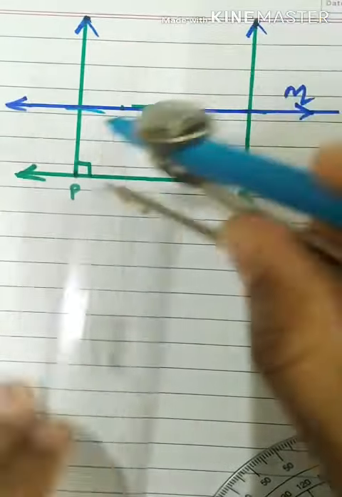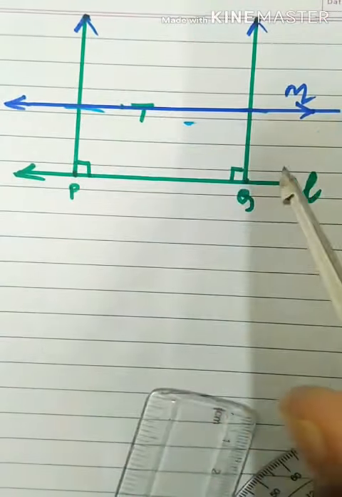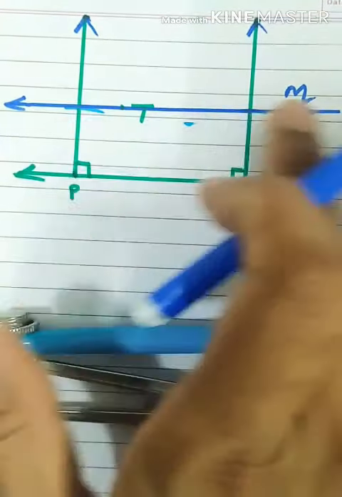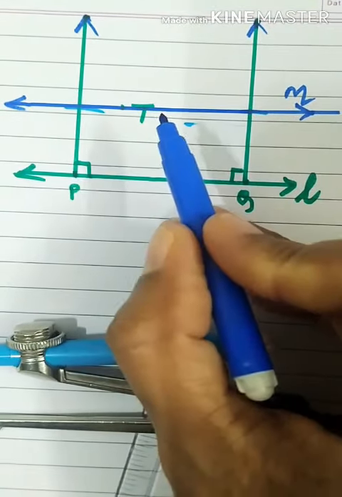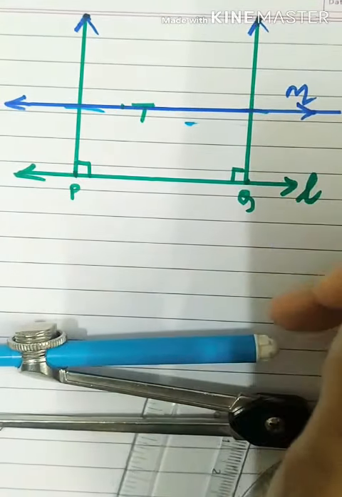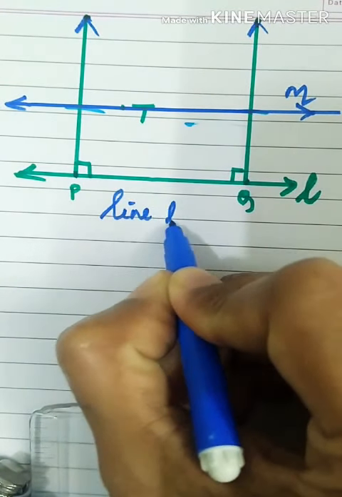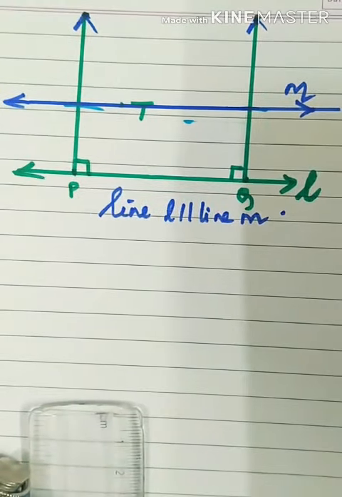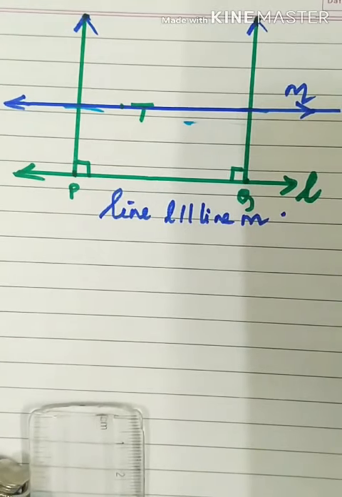That distance I kept on P and marked an arc. Distance I kept on Q, marked an arc. I joined both the arcs and that line passed through point T, which is parallel to line L. Finally, write down the last step: line L parallel to line M. Okay, understood both the methods, by using set square and by using protractor compass.